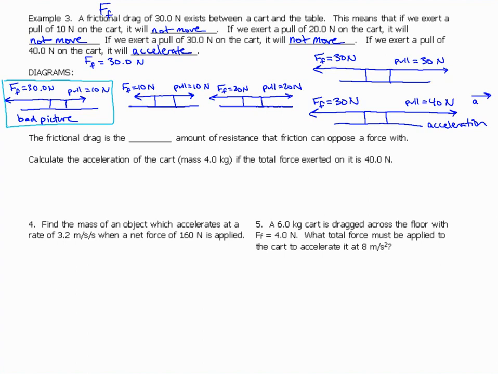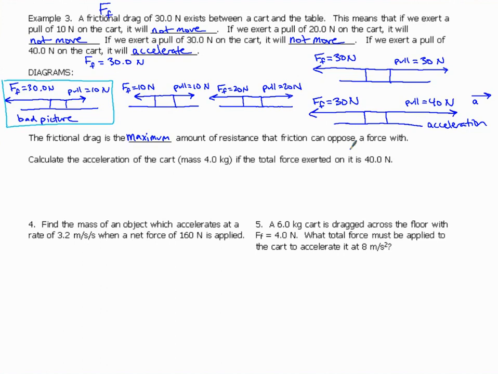Acceleration goes in the direction of the net force, which in this particular picture is to the right. The forces going right are greater than the forces going left, and so my acceleration is right. The frictional drag is the maximum amount of resistance that friction can use to oppose a force. So calculate the acceleration of the cart, mass of 4.0 kilograms, if the force exerted is 40 newtons.